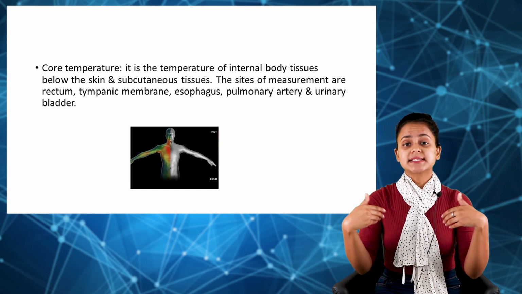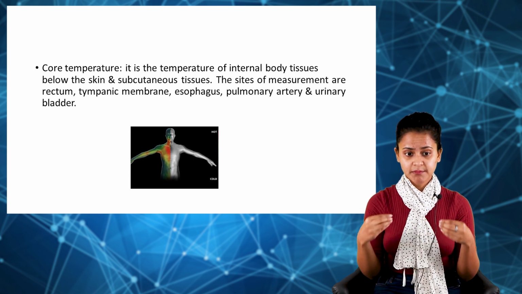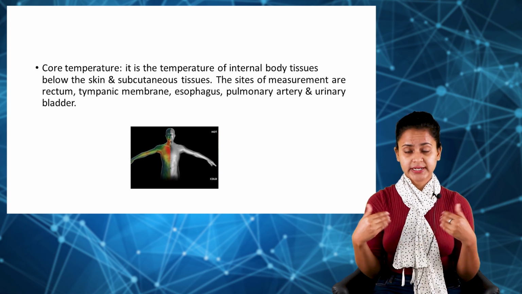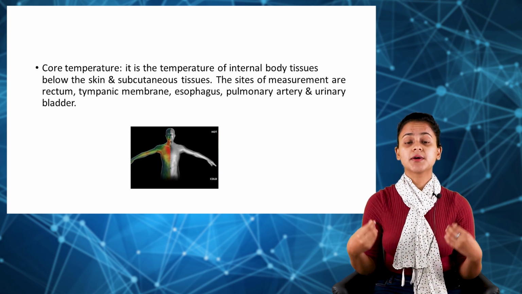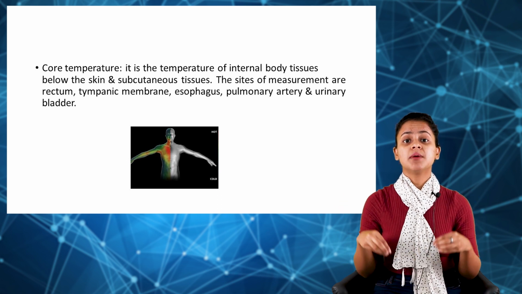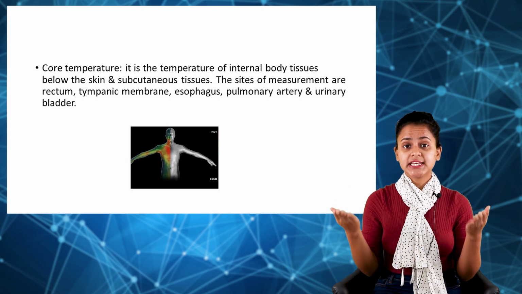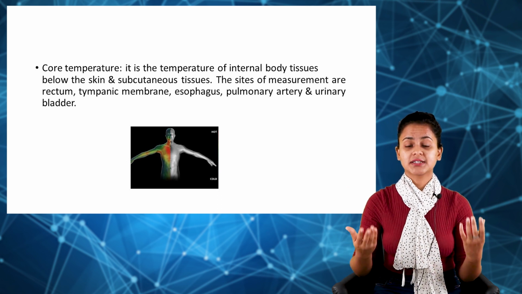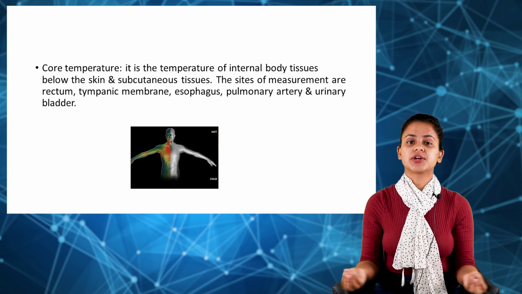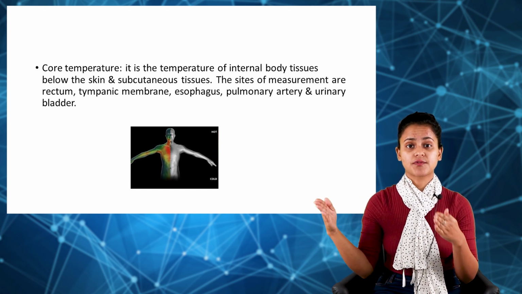The sites for taking core temperature include the rectal route and the tympanic membrane, through which we can measure the core temperature of an individual. The esophagus also shows the core temperature. We also use the pulmonary artery and urinary bladder to get the core temperature of the body.